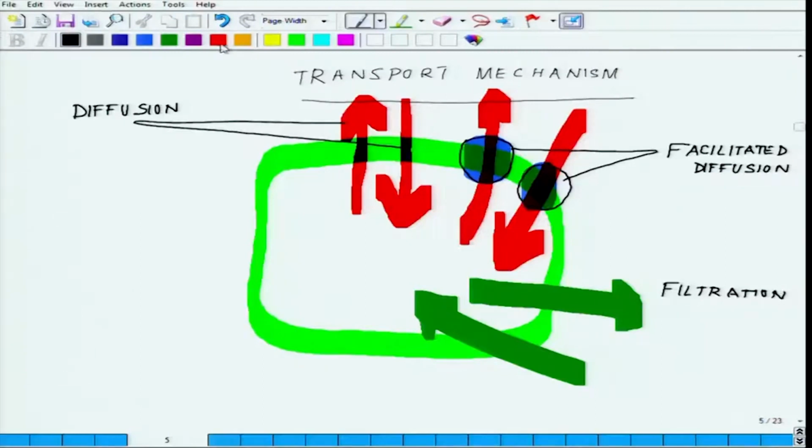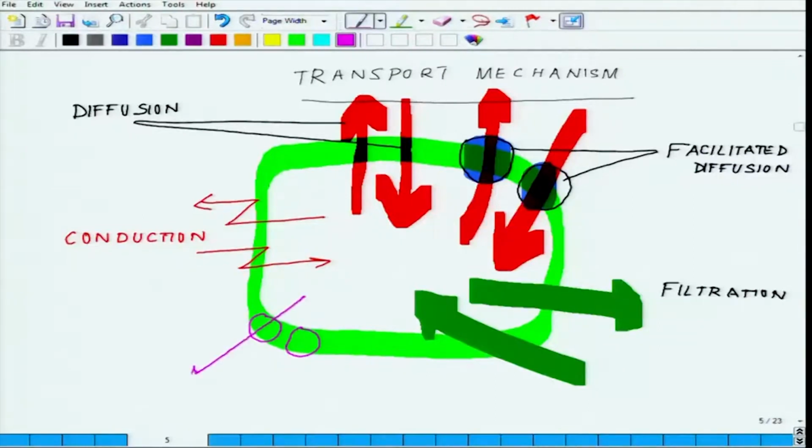Then you have something called electrical conduction, which is something like this, based on potential difference. Conduction phenomena. Okay. And then you have an energy driven process, which is totally regulated by the availability of energy, that is called active transport.